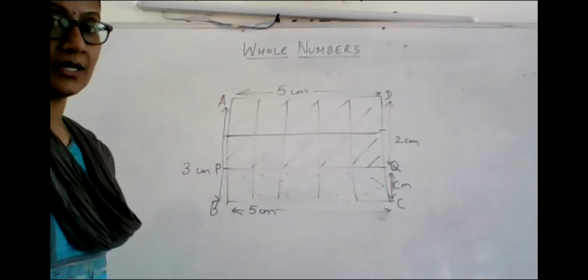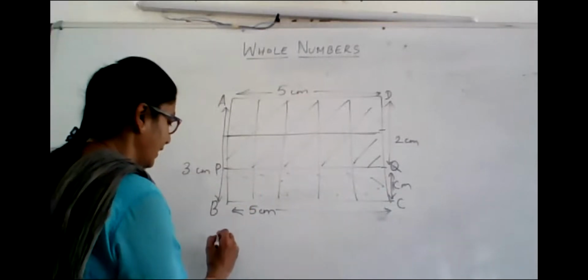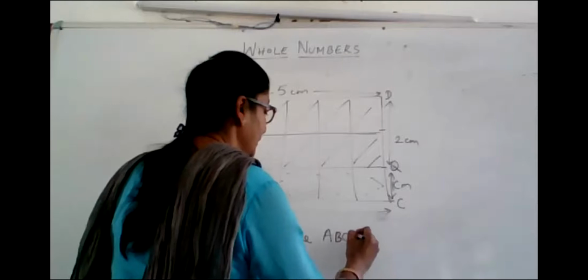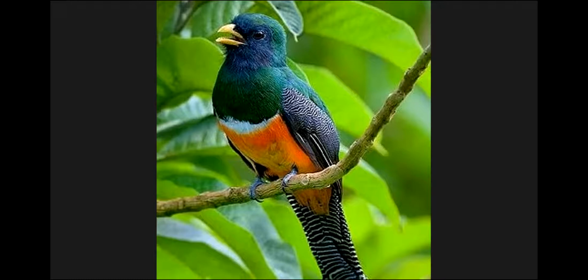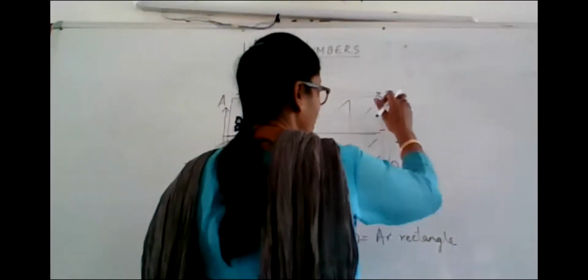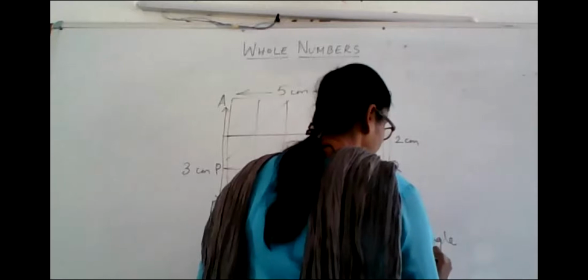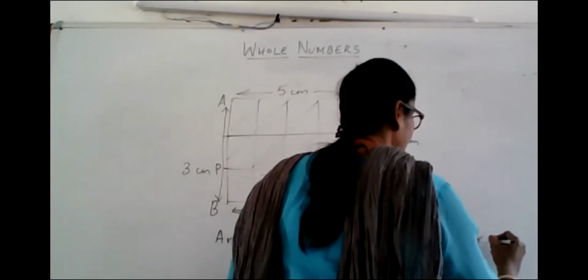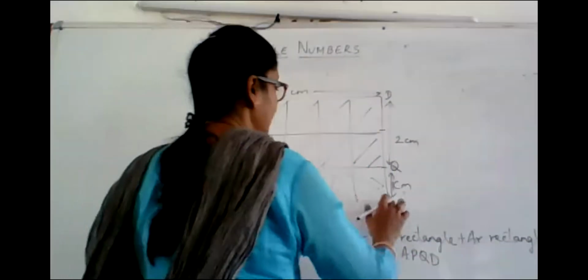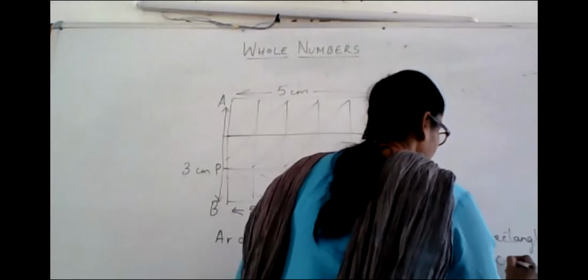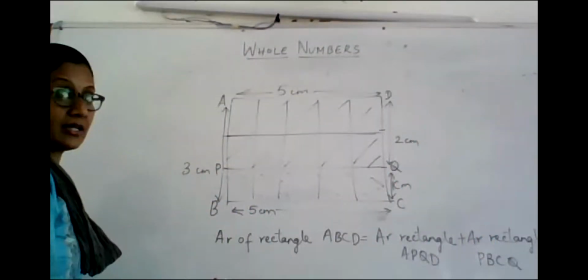So here you will write, that is, area of rectangle ABCD will be equal to area of rectangle APQD plus area of rectangle PBCQ. So when you write the areas, you will get your distributive property. I'll just show it to you like this.